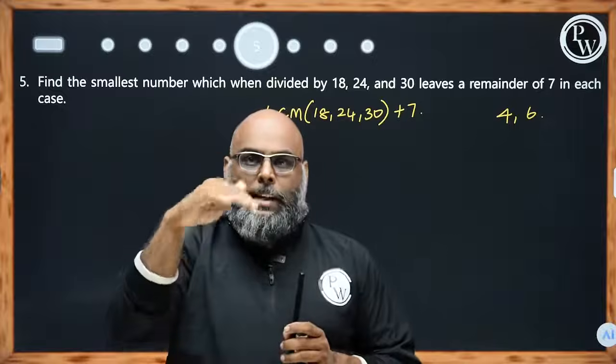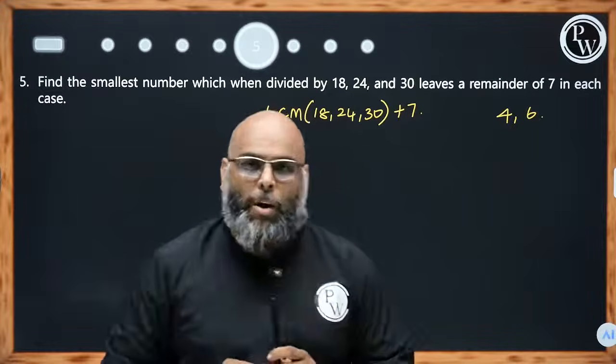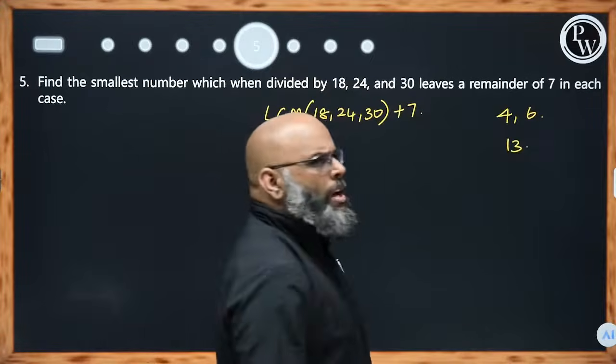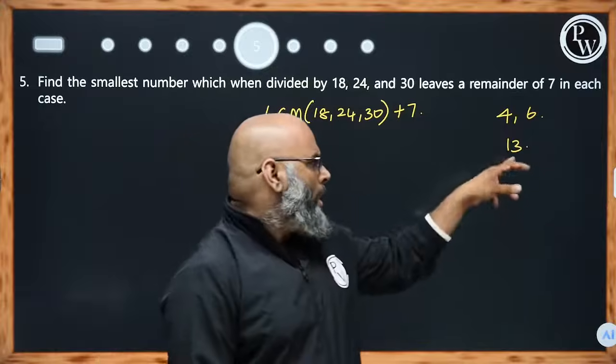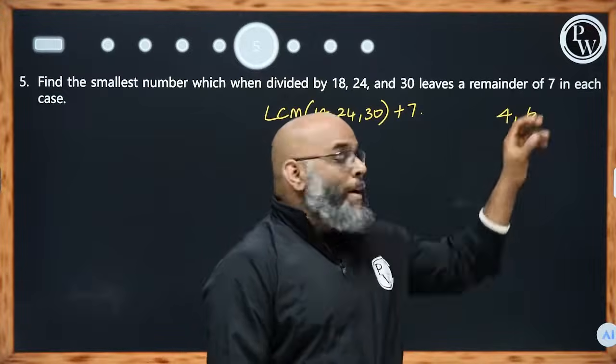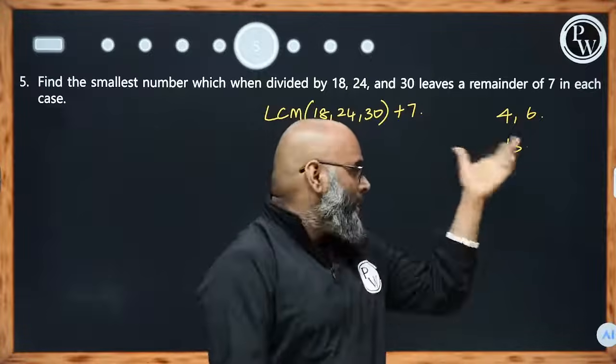If I divide it by 6, I should get a remainder 1. And I'm looking at the smallest such number. What would that be? 13. How do I know that's 13? 12 is divisible by 4, gives me a remainder 1 for 13. 12 is divisible by 6, remainder is 1 again for 13.